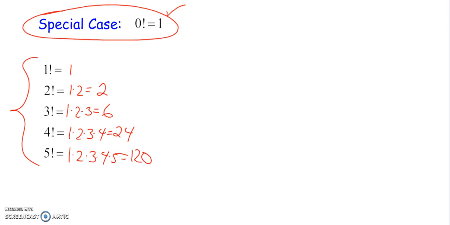So my question is, if you're wondering why 0 factorial is 1, think about what the pattern is going backwards. Here I divided by 5, here I divided by 4, here I divided by 3, here I divided by 2. To get to 0 factorial, I'm going to divide by 1, and 1 divided by 1 is 1. That's why 0 factorial is 1.